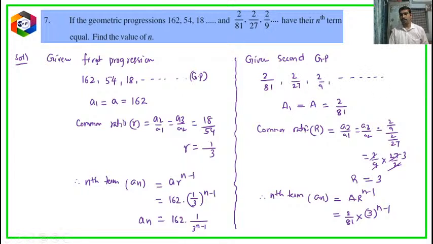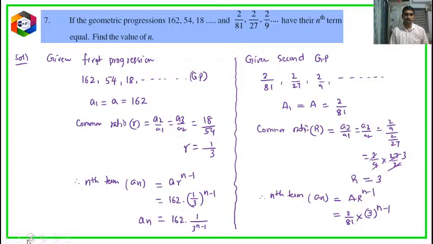So a equal to 2 by 81 and the common ratio is equal to 2 by 9 divided by 2 by 27, which will be r equals 3. So the nth term is equal to a into r power n minus 1, that is 2 by 81 into 3 power n minus 1.